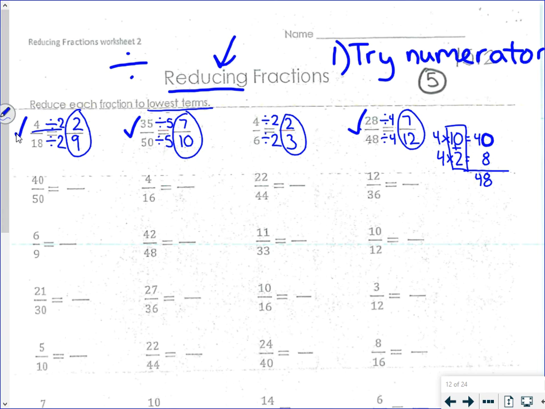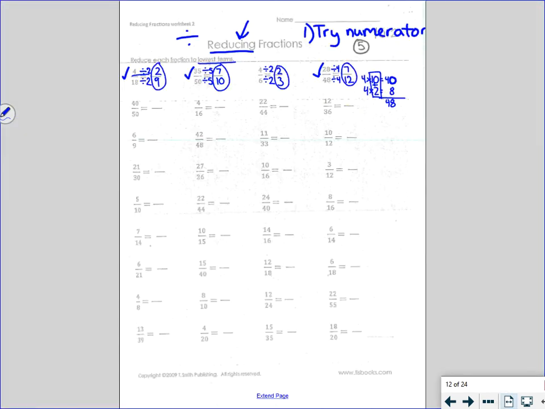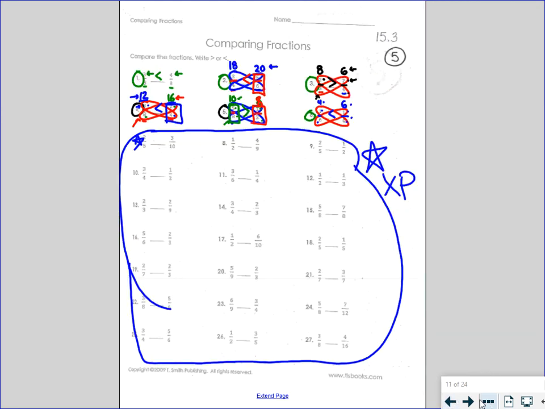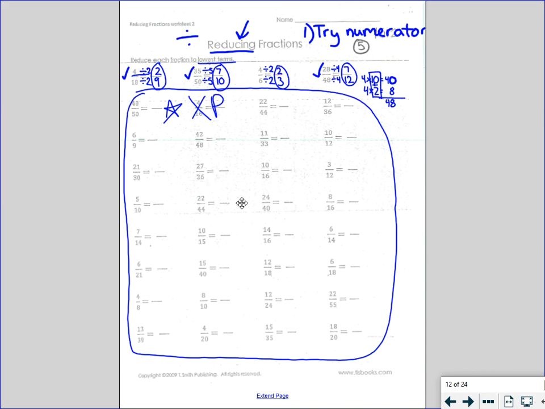Go ahead and try the rest. I'm going to have the rest of these be extra practice since we've done these already. I would recommend doing these, but all these are going to be extra practice. Go ahead, finish, make sure to do this lesson. The ones that I have circled on this side and this side are extra practice.